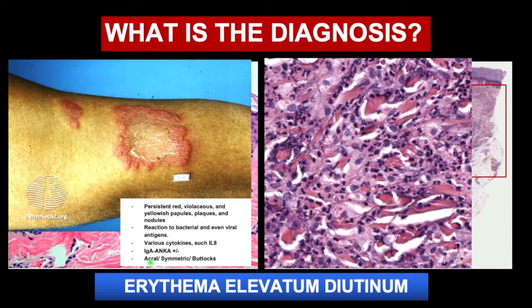So this lesion, we call it Erythema elevatum diutinum. Elevatum means elevated. As we said, we have a raised border, and erythema because they are erythematous, and diutinum just means long standing.